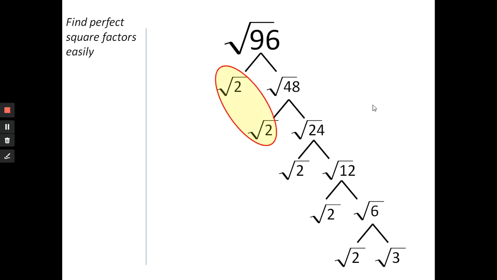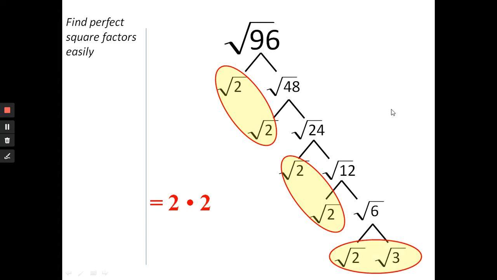Okay, so first I have square root of 2 times square root of 2. Those are paired up, and those become 2. Then I have another pair, so that'll give me 2 times 2. And the last two radicals are not pairs, so I can't remove those from the radical symbol.